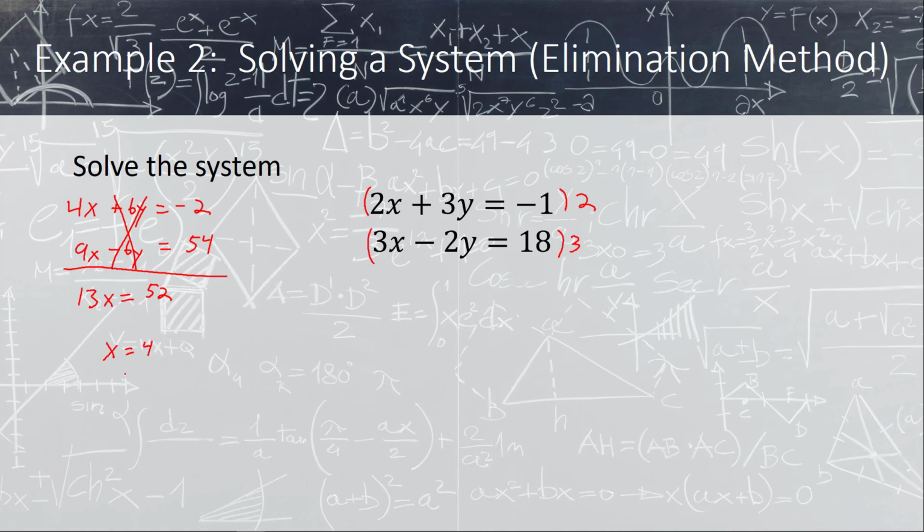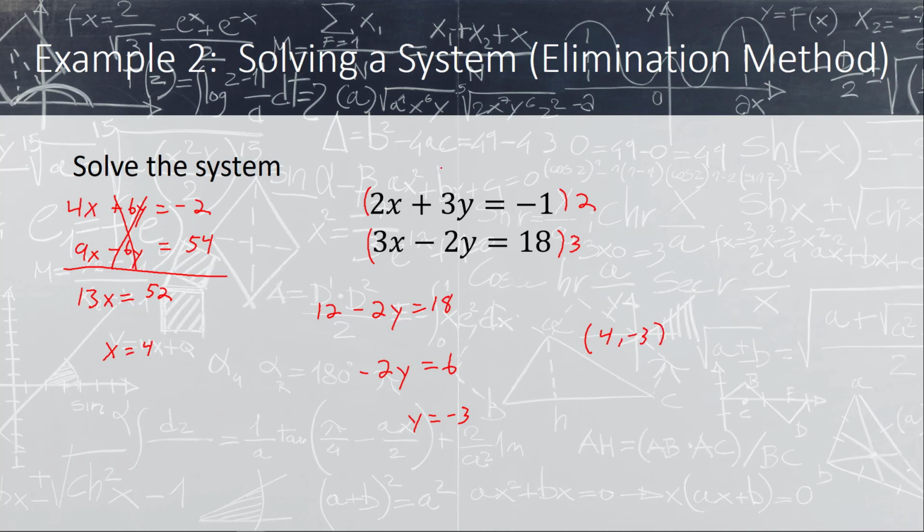Now that we know what x is, we can figure out what y is. Which equation do you want to use? Doesn't particularly matter. Any equation will be fine. Let's go ahead and use the second one. We will have 3 times x, which will be 3 times 4, or 12, minus 2y is equal to 18. Well, that implies that minus 2y is going to be equal to 6, and that y is equal to minus 3.